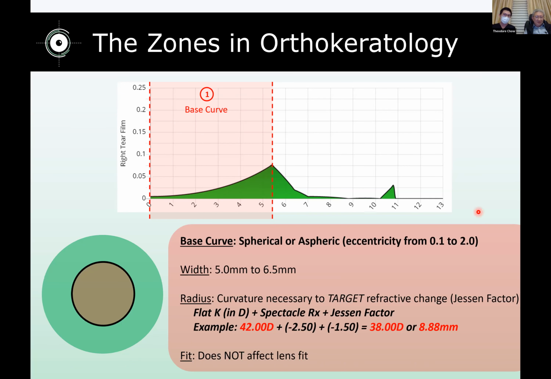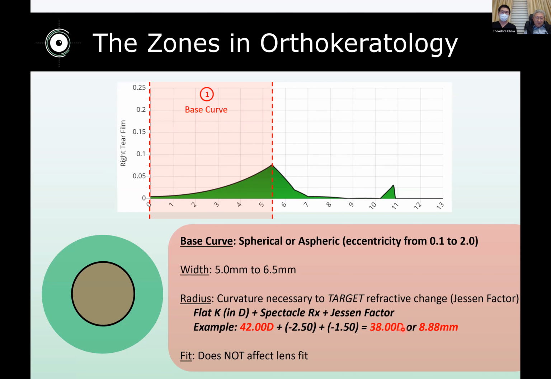So we start off with the patient's flat K, and if the patient's spectacle Rx is minus 2.50, then you necessarily have to make that base curve 2.50 flatter than flat K. And then you have a Jessen factor. This Jessen factor is your overcorrection to account for daytime regression and rebound of that corneal mold. And so right here, we have a Jessen factor of minus 1.50. So total, you have a 4-diopter target, and therefore the base curve has to be 4 diopters flatter than flat K. So for our patient here, that's 38 diopters or 8.88 millimeters.